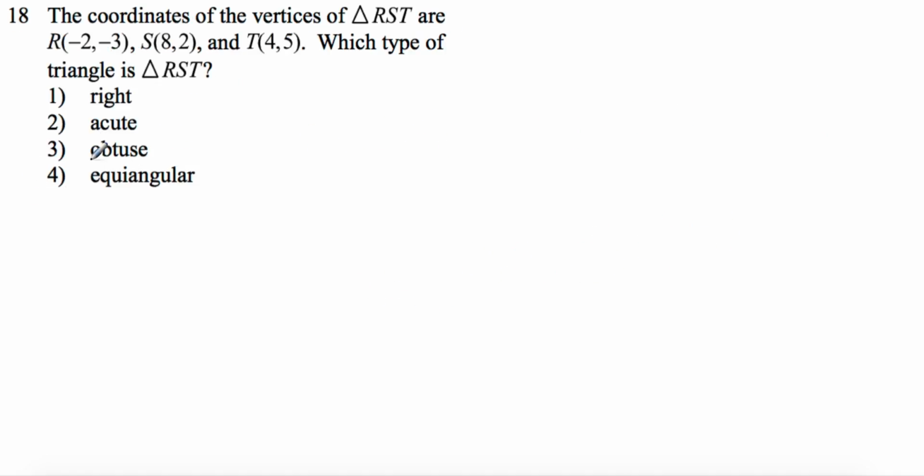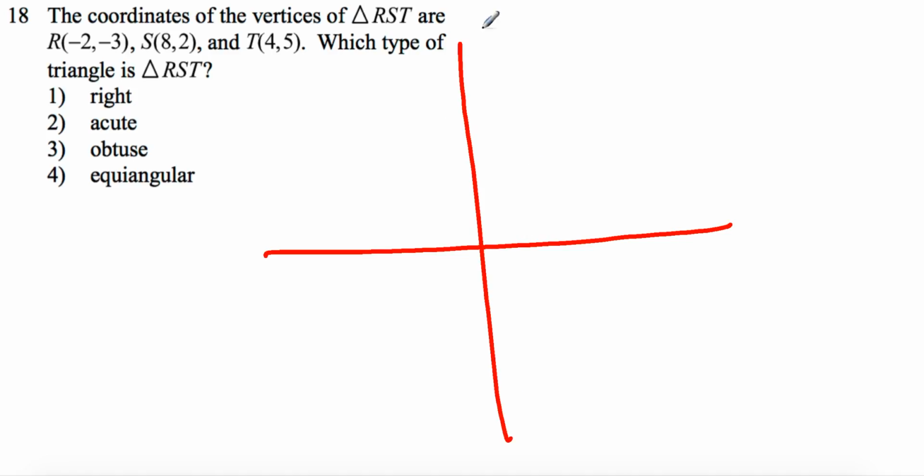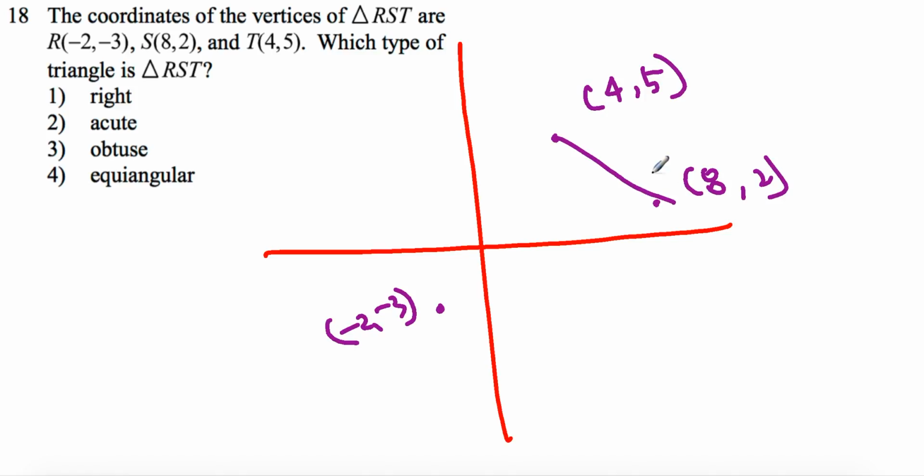Number 18. The coordinates of the vertices are given. What type of triangle is this? It's kind of difficult for me to say right away, so I'm going to sketch that. R is equal to -2 comma -3. The next one is a comma 2. And then 4 comma 5. So in fact, if I connect those 3 dots, it looks like this one is a right angle.